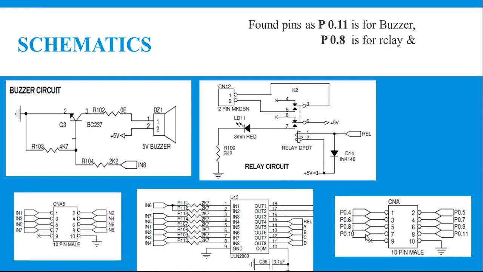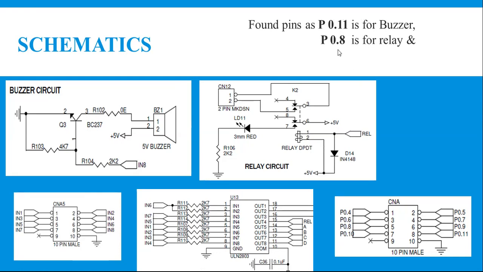So whenever your microcontroller sends 1 via P0.8, that is the 8th pin of port 0, that will pass to the 4th pin of the driver. In turn, the output 4, that is the corresponding output of the driver, becomes 0, which is in turn going to energize the relay. Okay, this is about the pin identification.